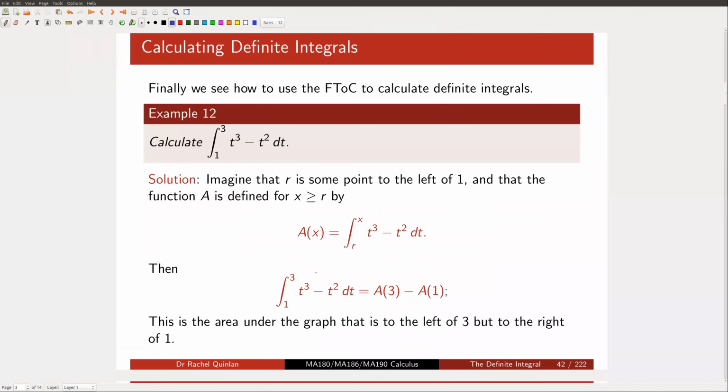Okay, right, let's finally see how we actually use this fundamental theorem to calculate some definite integrals. Okay, so in this example, we're going to calculate the definite integral from 1 to 3 of the expression t cubed minus t squared. Okay, so a couple of remarks about this.